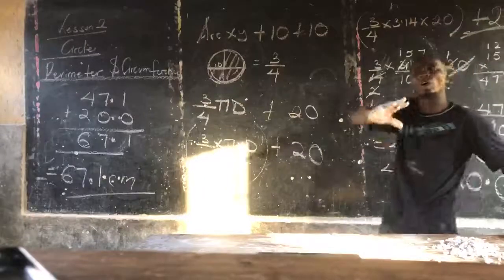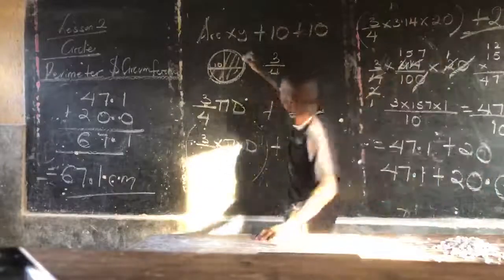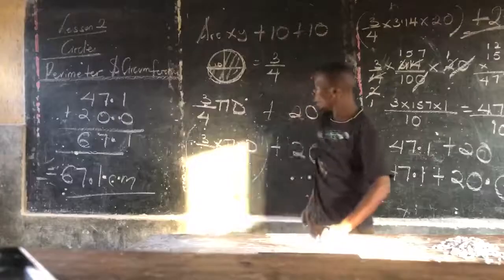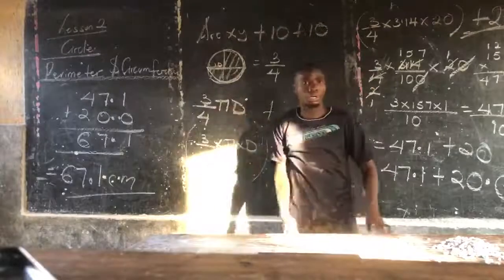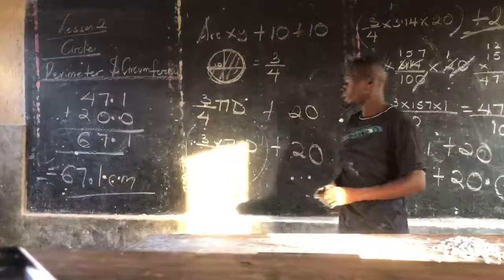So there is a perimeter and the length of the arc. But the length of the arc, are you getting me? And what about perimeter? Are you getting me? So that's the lesson for today.